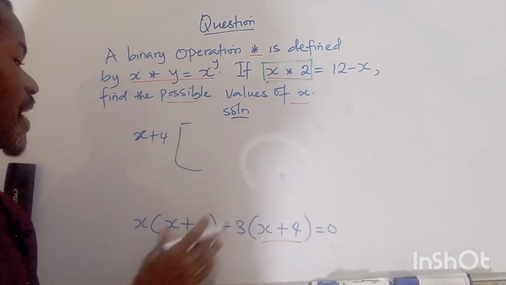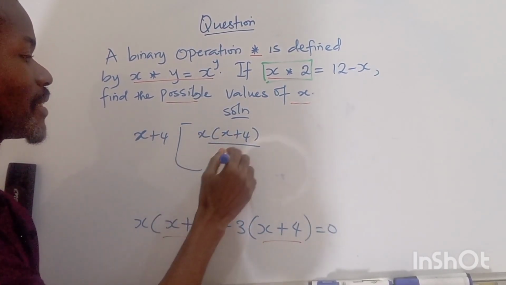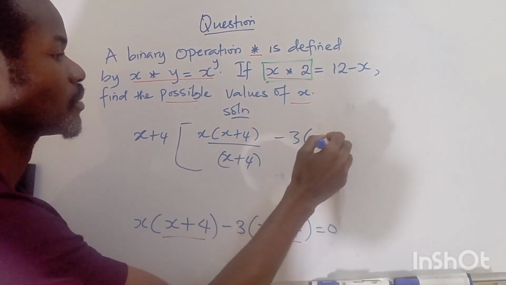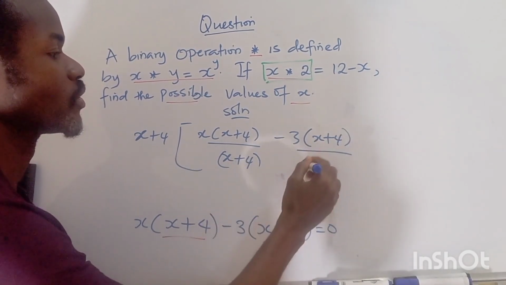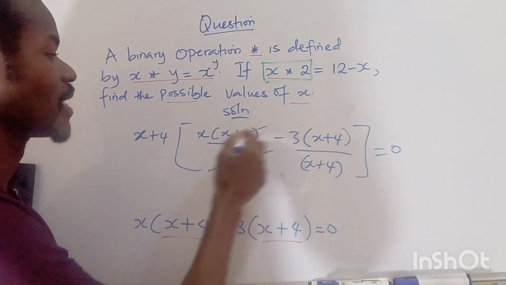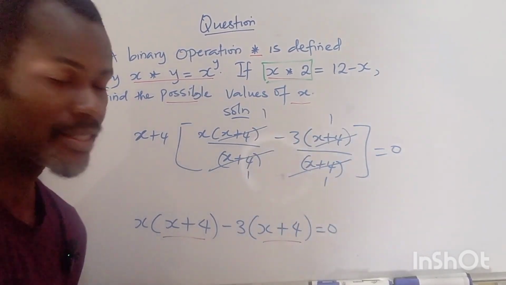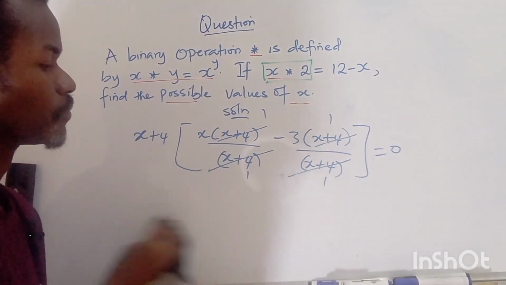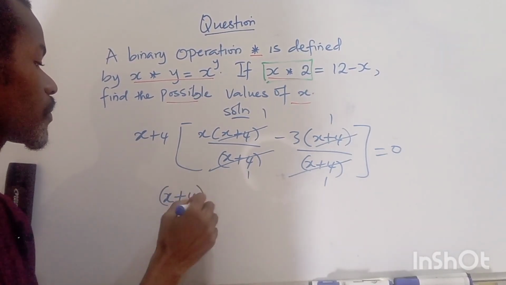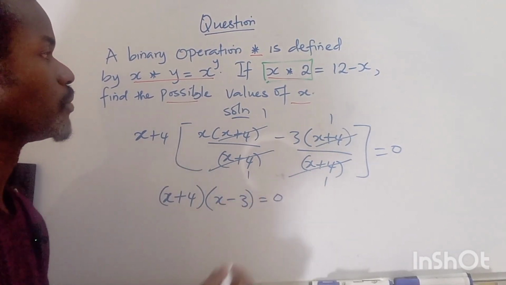Now all these we are going to divide by this that is common, and all this we are going to divide by x plus 4, which is equal to 0. Now this can cancel this, this can cancel this, so we have 1, 1. Let's see what we are left with. So we are left with x plus 4, and in bracket this is x minus 3, which is equal to 0.